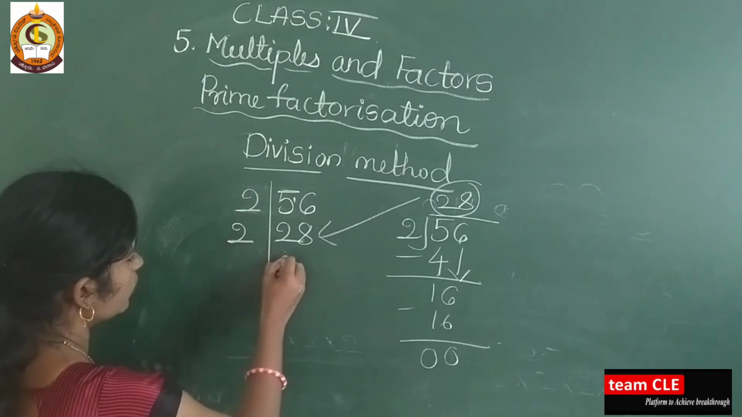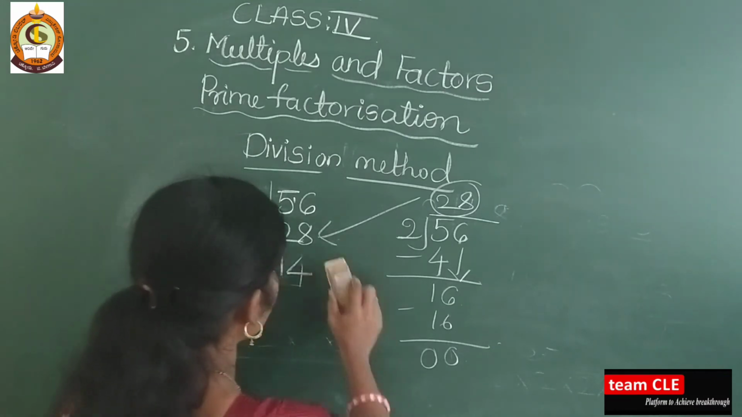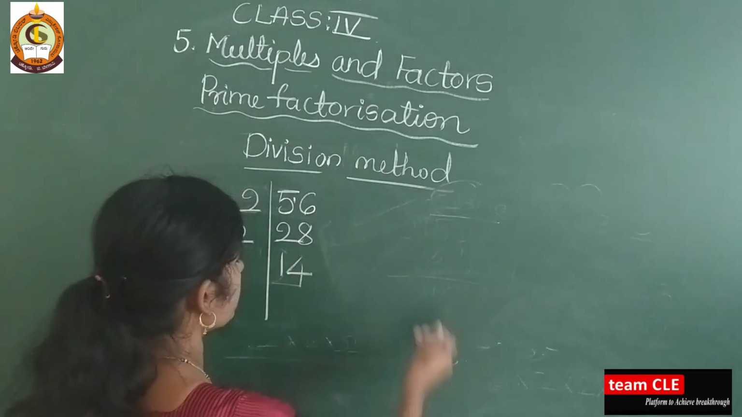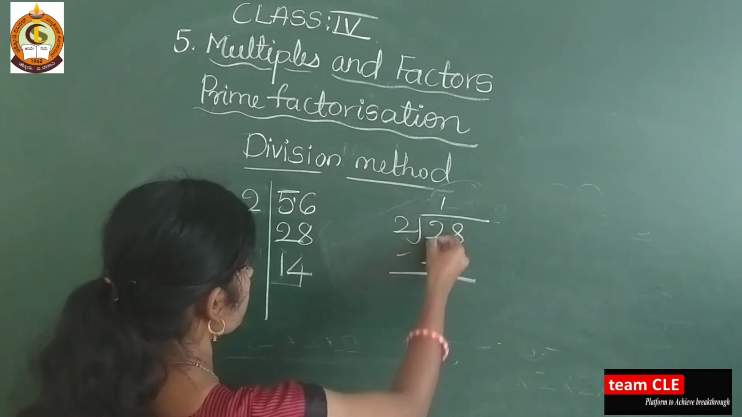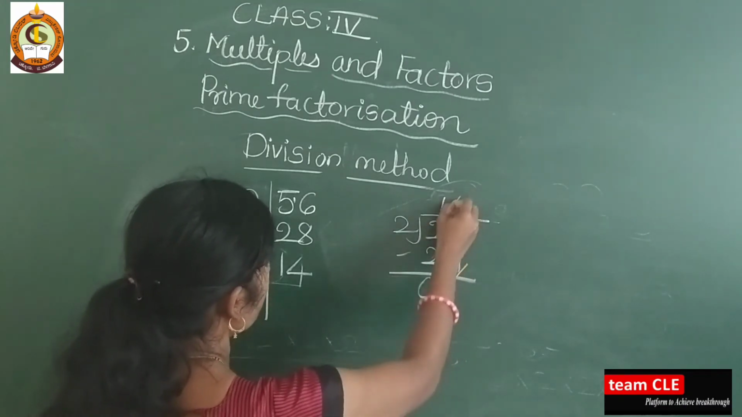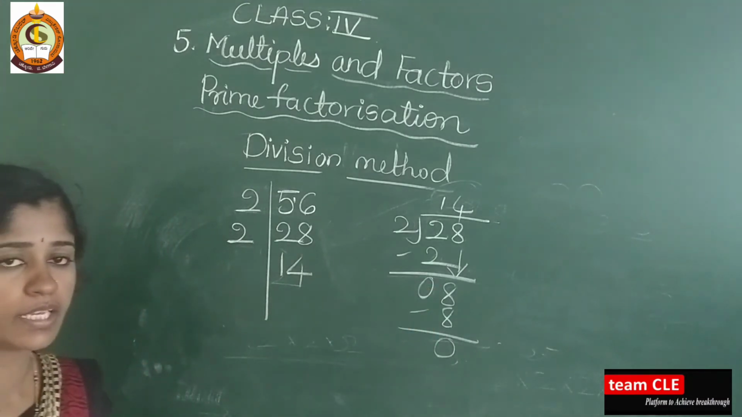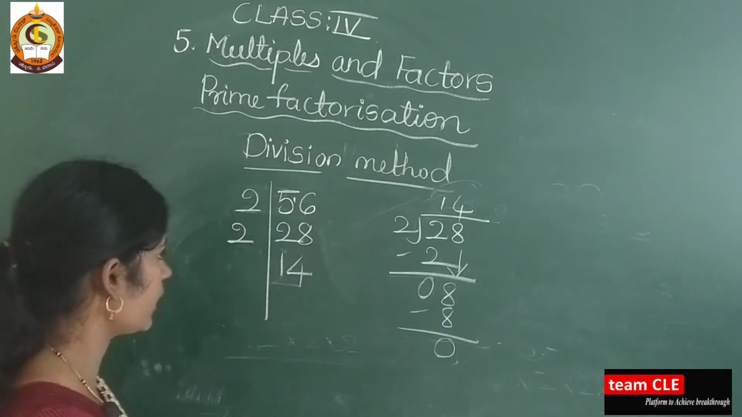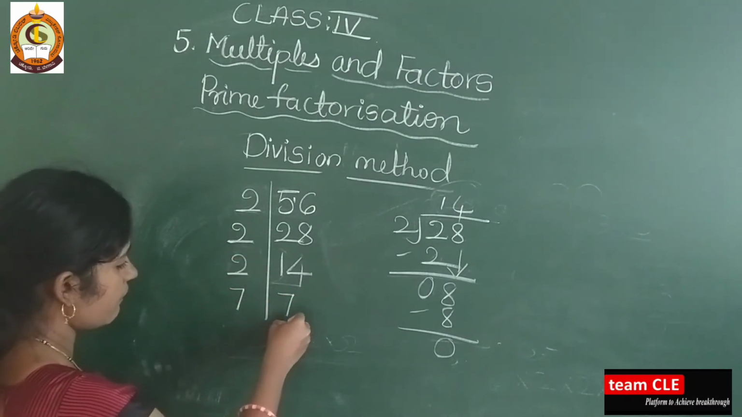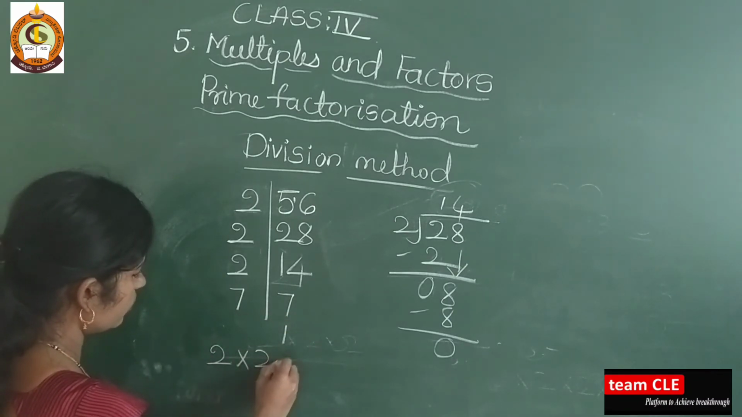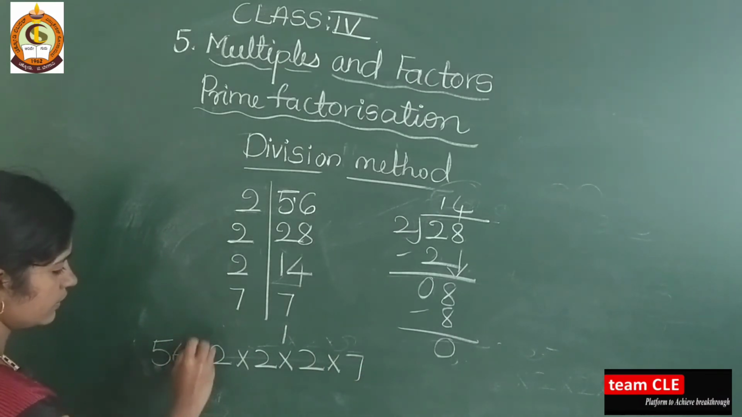Next again you take 2, 2 1s are 2, 2 4s are 8. If you are not understanding, take this 28 and divide by 2. 2 1s are 2, 2 minus 2 is 0. Again you take this 8 down, 2 4s are 8. Okay, 8 minus 8 is 0. You have to practice like this until you understand correctly. Okay, so 2 14s are 28, next again 2 7s are 14, 7 1s are 7. So right here 2 into 2 into 2 into 7. So the prime factors of 56 are this.